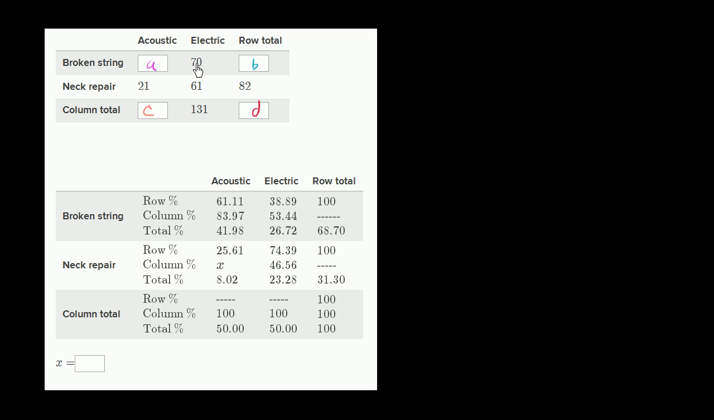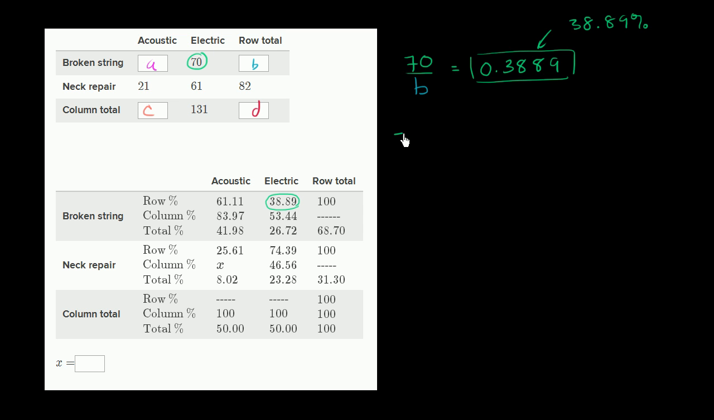So we know that she fixed 70 broken electric strings, and that's 38% of the total broken strings that she fixed. So one way to think about this is 70 over B. This is going to be the percentage of the broken strings she fixed which were electric, and they tell us that right over here. That's going to be 38.89%. So that's going to be equal to 38.89%, or 38.89 over 100, or we could even write that down as 0.3889. This is clearly the same thing. So how do we solve for B here?